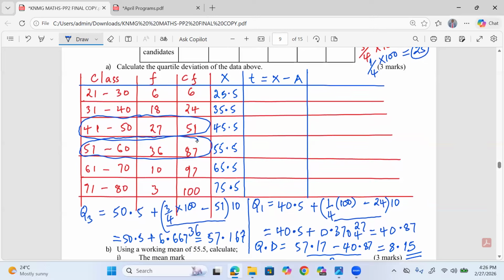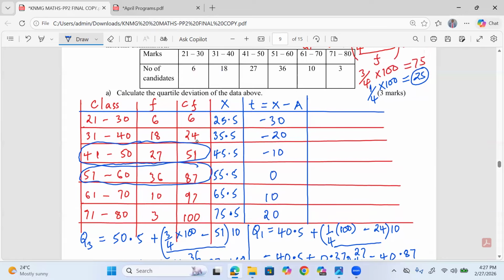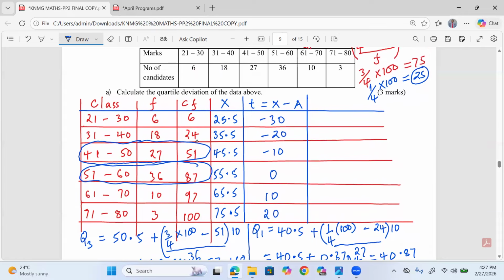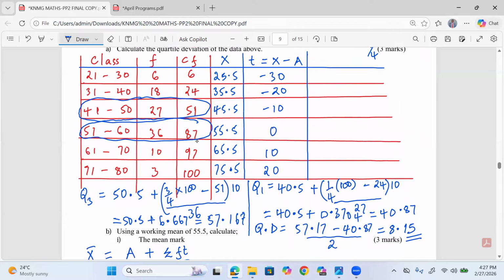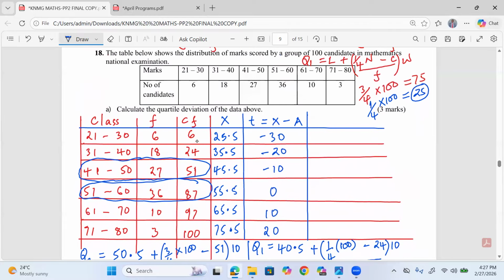So every t, the first t shall be, we take 25.5 and we subtract 55.5. This is going to be negative 30, negative 20, negative 10, then exactly 0, 10, 20. So that's how you get the deviations, each of the midpoints minus the assumed mean, just as I said there. So we are supposed to get now the total deviations.